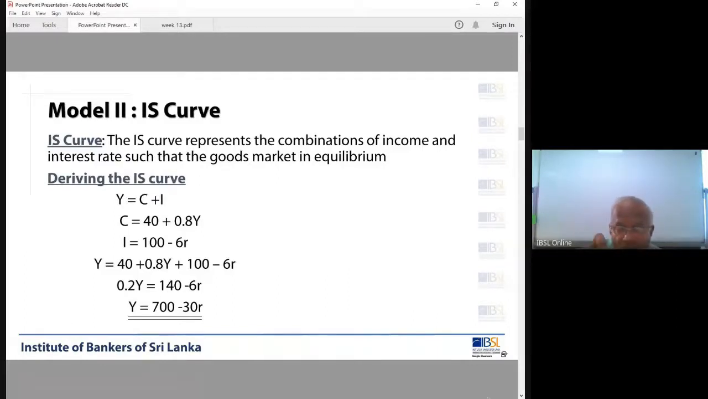If you divide both sides by 0.2, then this is of the form y equals mx plus c. 0.2Y divided by 0.2 is Y. 140 divided by 0.2 is 700. 6R divided by 0.2 is 30R. So Y equals 700 minus 30R. This is the relationship between interest rate and income so that the goods market is in equilibrium.